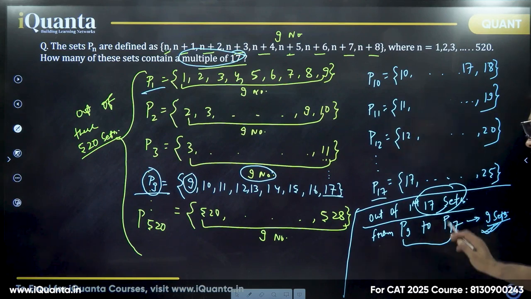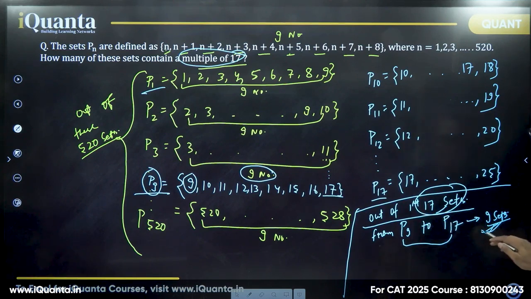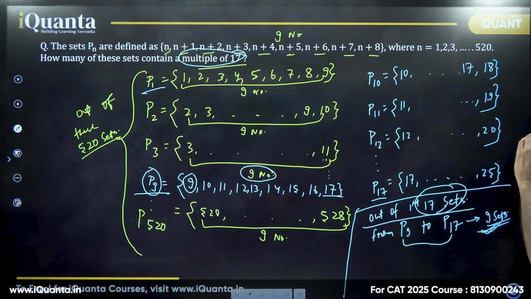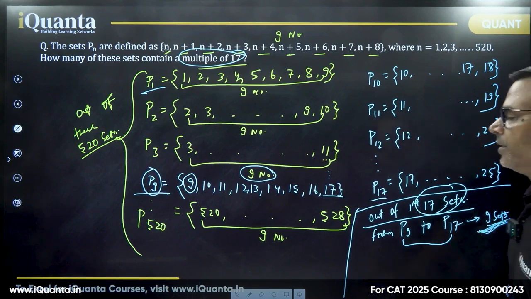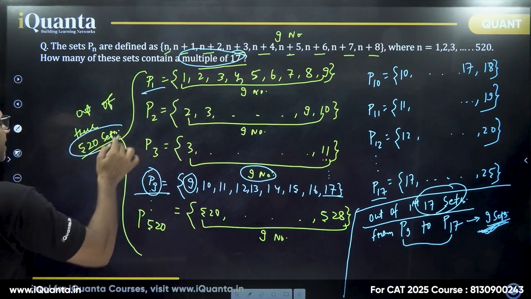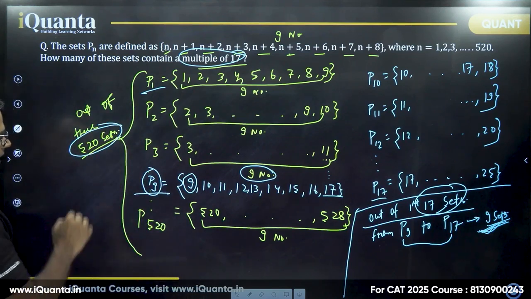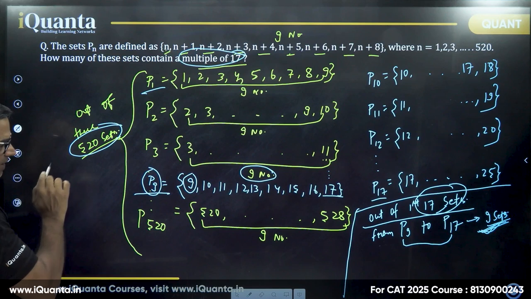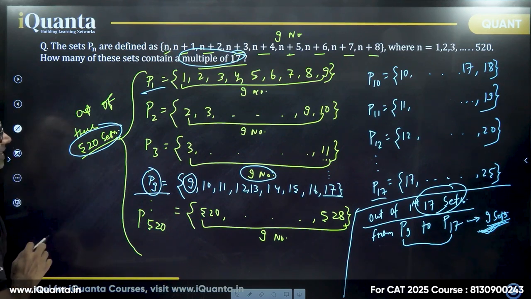So for example, out of the first 170 sets, 90 sets are going to be there which have a multiple of 17. Out of 340 sets, there will be 180 sets. So basically just like that you can continue. But we have to check 520 sets. How do we do that? Now, below 520, the last multiple of 17 is 510.